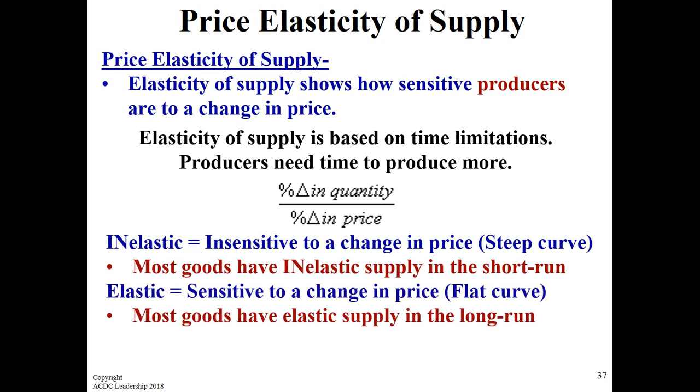Okay, and it's the same idea. If the supply curve looks like an I, it's a steep curve, it's going to be like an inelastic curve. If it's a flat curve, it's going to be like elastic. And here, most goods have elastic supply in the long run. Now, I don't know why, but they love asking that. Like, is supply more inelastic or elastic in the long run? I truthfully don't know why, but they do love asking it.